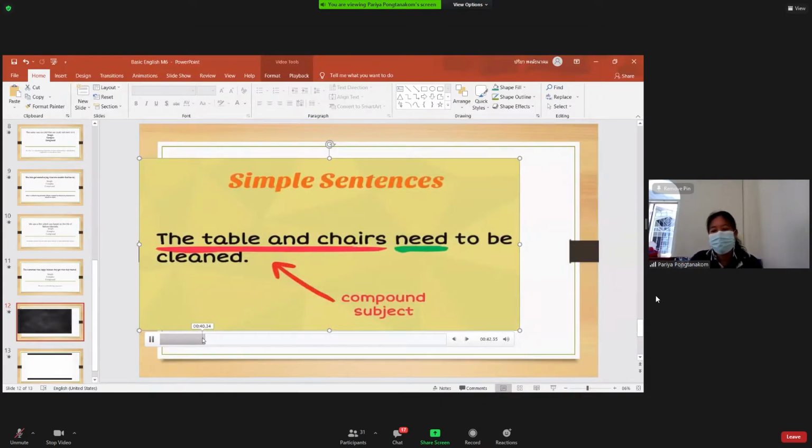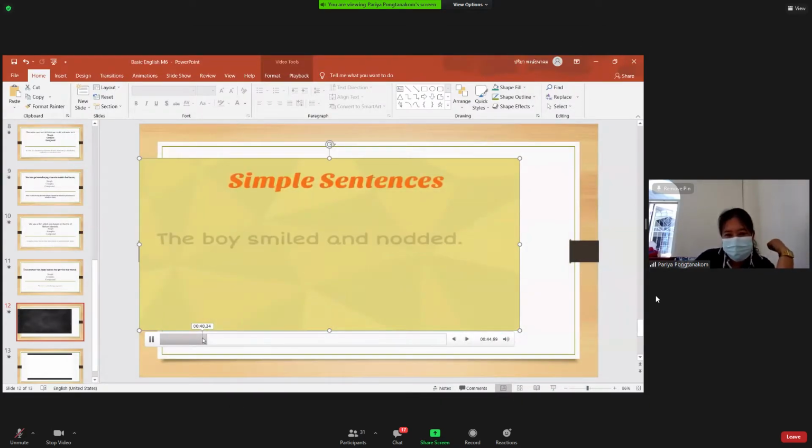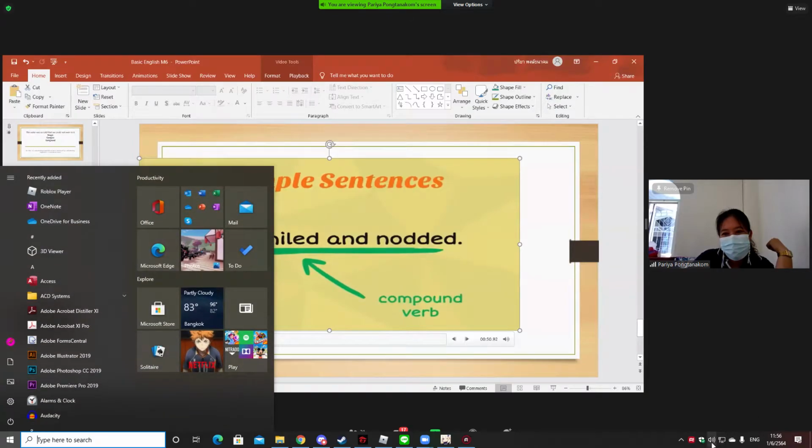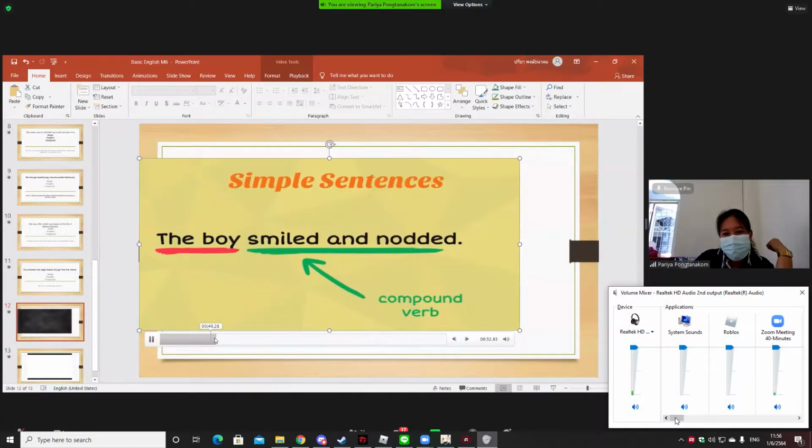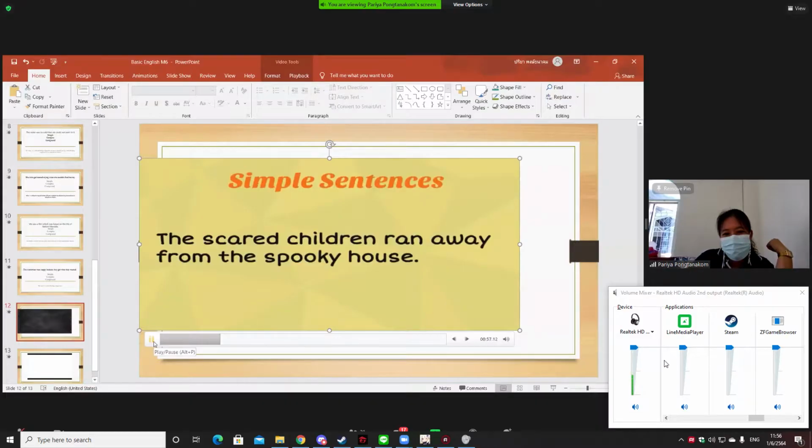Table and chairs need to be cleaned. Simple sentences can also have a compound verb. For example, the boy smiled and nodded. Just smile and nod along. Here is another simple sentence. Even though it's longer, we know it's still a simple sentence because it has one subject and one verb.